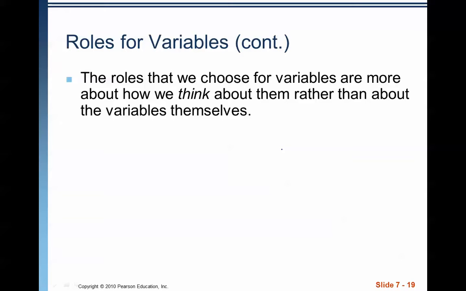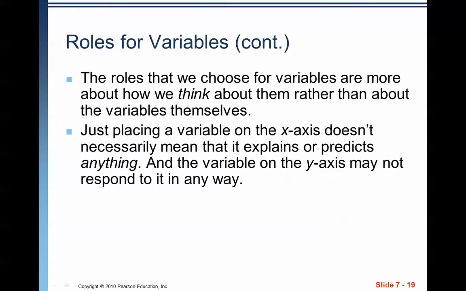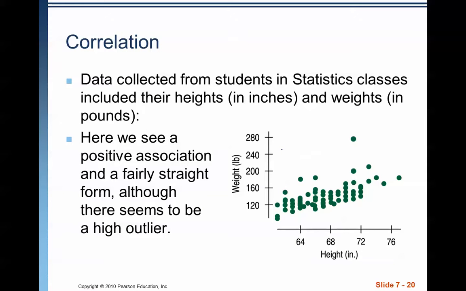The roles that we choose for variables are more about how we think about them than about the variables themselves. There are situations where time as a variable is explanatory. There are times when time is the response variable. So it's how it's being used, not necessarily the variable itself. Putting it on a certain axis does not necessarily make it explanatory. It just means that you made a poor decision. Okay, so with that in mind, let's talk a little bit about this thing called correlation.